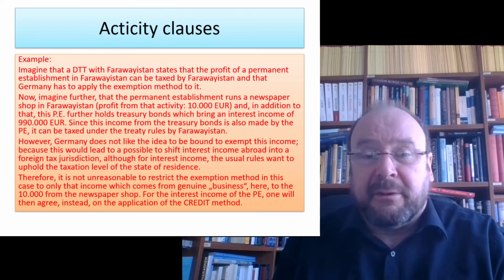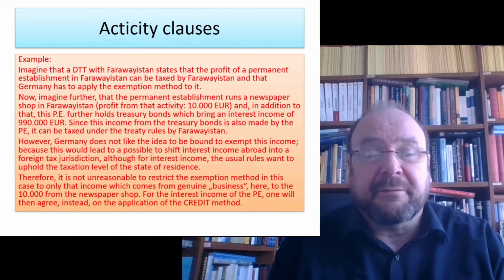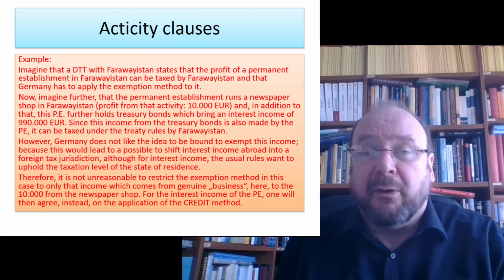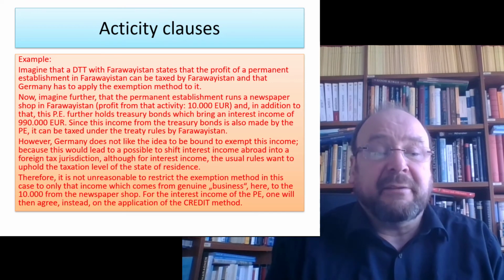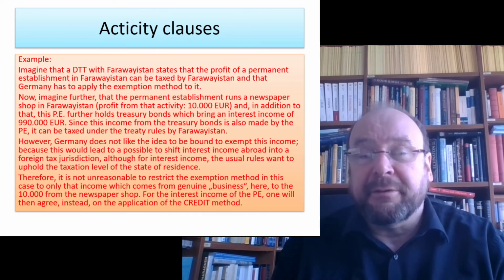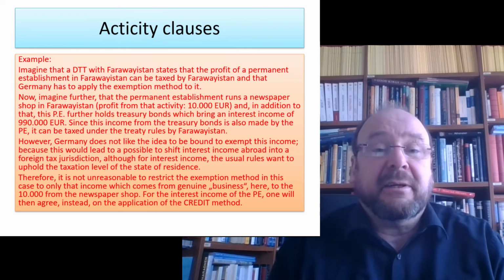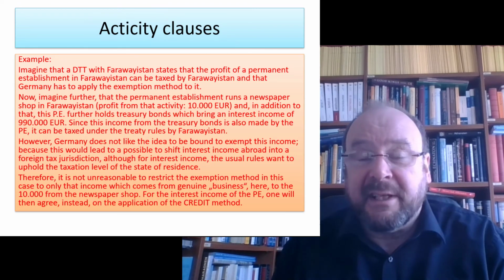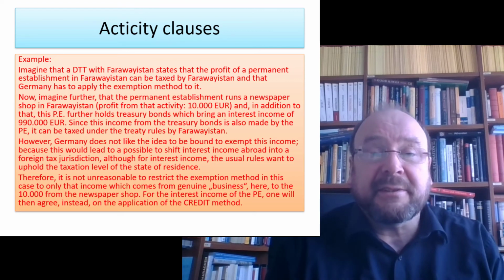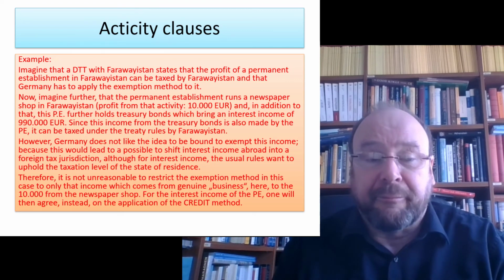it would be possible that you set up a kind of a newspaper shop, a small little kiosk, in Faroestan and your profit from selling newspapers there is 10,000 euro. That would be a permanent establishment of yours. That little shop would be a permanent establishment of yours in Faroestan.